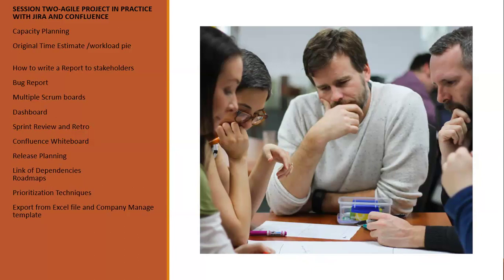So I'll go through and show us how to do sprint retrospective, and also they introduced another feature called Confluence Whiteboard, which is more interactive and very, very nice. Right. That's what we're going to use to close this training. Then I'll also teach us release planning, how, as a product owner, you plan for release planning, and link dependencies in your roadmap. Then prioritization techniques in Agile. So we're going to make use of MoSCoW, right? So that's what we're going to do in session 2.